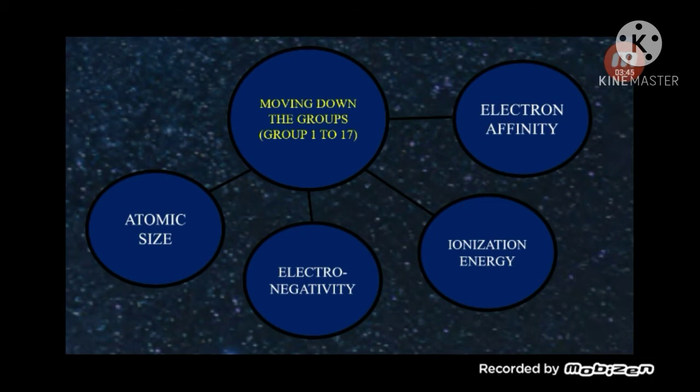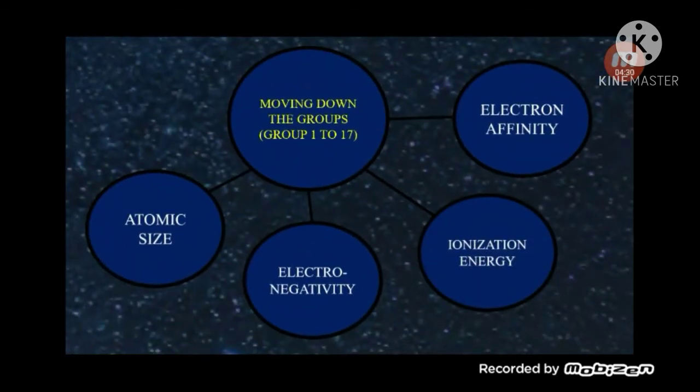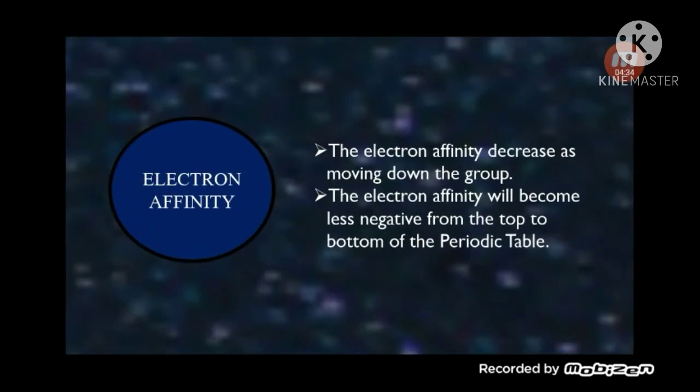And the next point is the ionization energy. The definition of the ionization energy is the energy required to remove an electron from a neutral atom in its gaseous state. The ionization energy decreases when moving down the group. Why? Because there are more electrons shielding the outer electrons from the pull of the nucleus. So that's about the ionization energy, and let us look at the final point, which is the electron affinity.